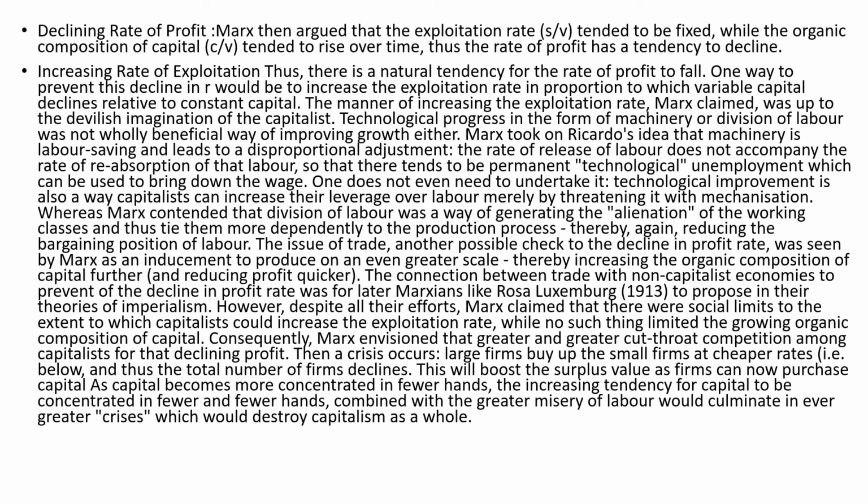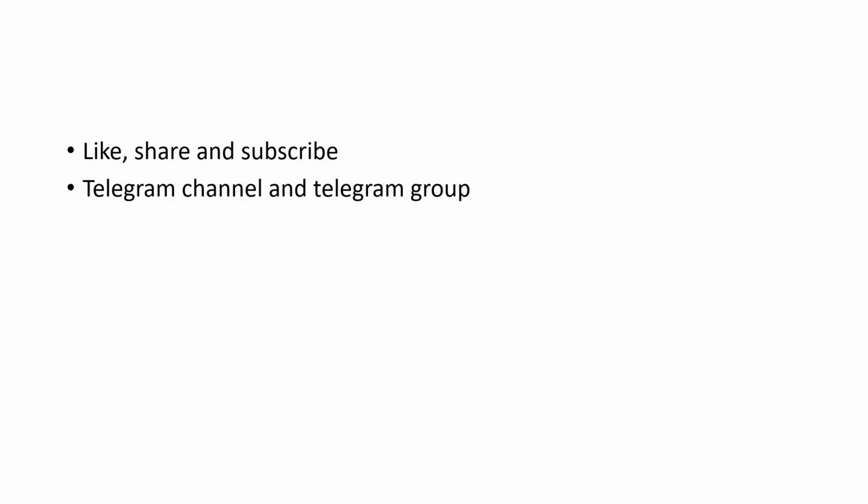Then he says that when the exploitation rate is fixed while the organic composition of capital increases, the profit would decline, and there is more exploitation happening. One section of the population would be exploiting the other section, that is, labor is being exploited in the economy. If this goes on, there will be a stationary state in the economy.